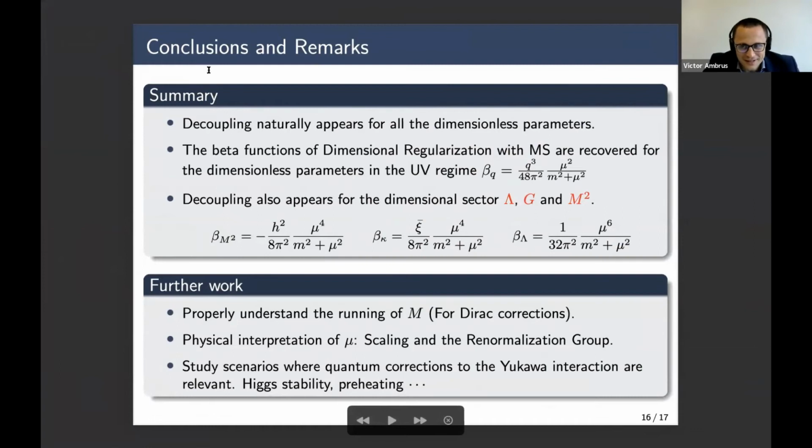Can I ask a question? Yeah. It seems like the beta functions that you obtained for the cosmological constant and for the Newton constant are more or less of the similar form for both the Dirac field and the Klein-Gordon field. So is it possible to perform a similar analysis where you include both bosonic and fermionic fields?